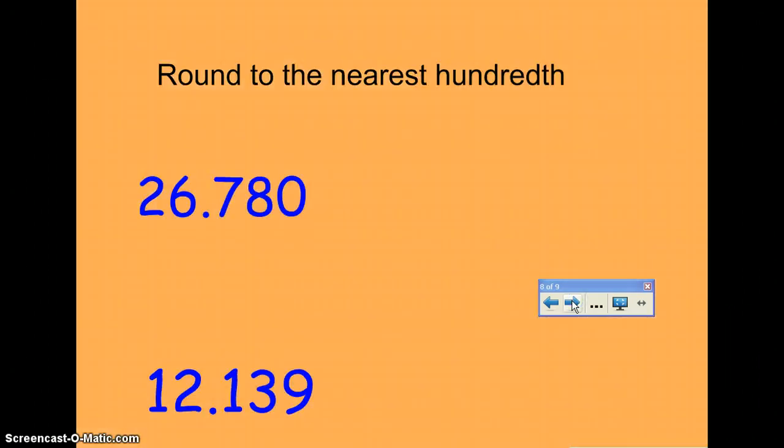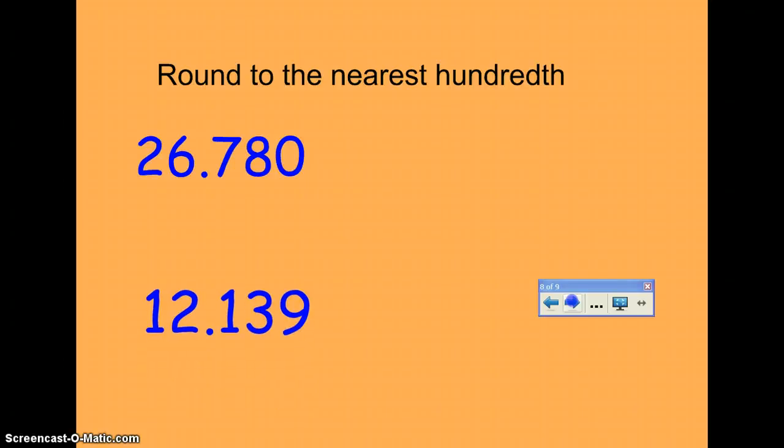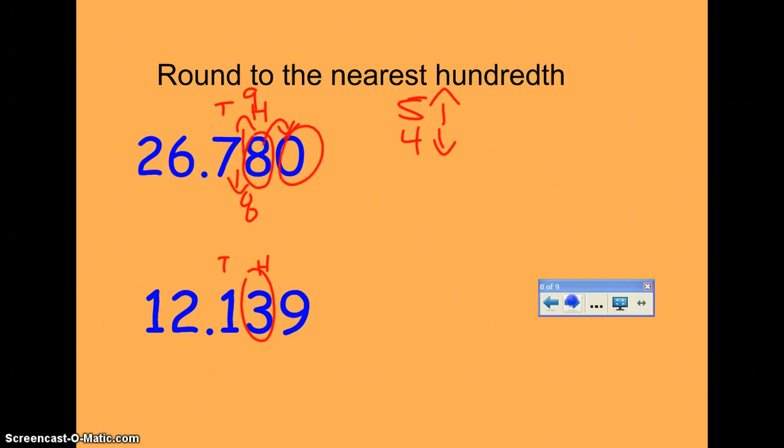Let's keep going. This is to the nearest hundredth. Your hundredth column is, this is the tenths column, and this is the hundredths column. Tenths column and the hundredths column. So we know the 8 in the first question, and the 3 is in the second question. So let's take a look at the 26.780 first. The 8's in the hundredths column. We look to the neighbor and we see a 0. Remember, 5 and up means it rounds up. 4 and down means it rounds down. The 8 is either going to round up to 9 or stay down at 8. So we see that it's in the 4 and down category, the 0 is, which means it's going to stay at 8. So your answer is 26.78.